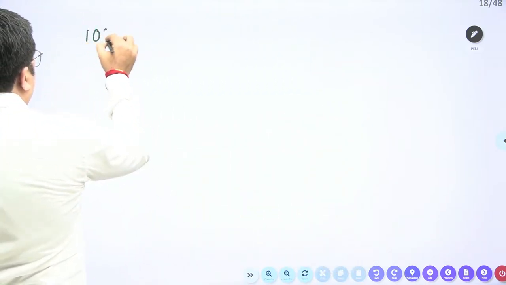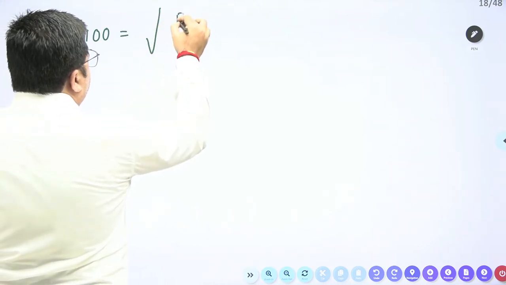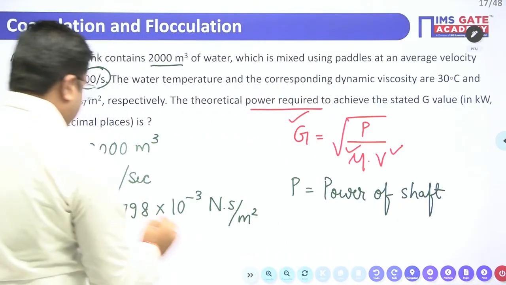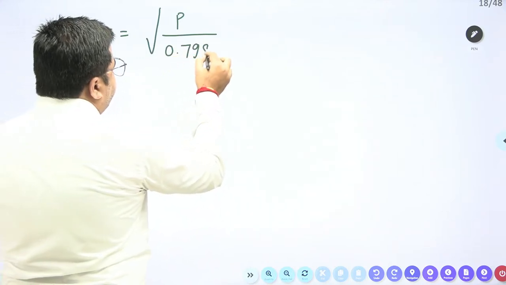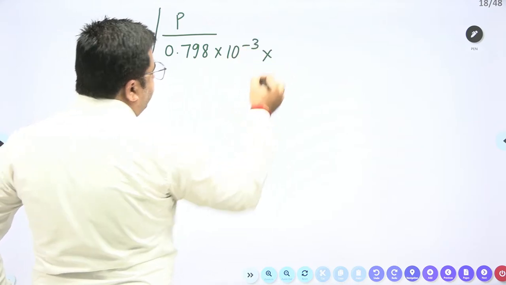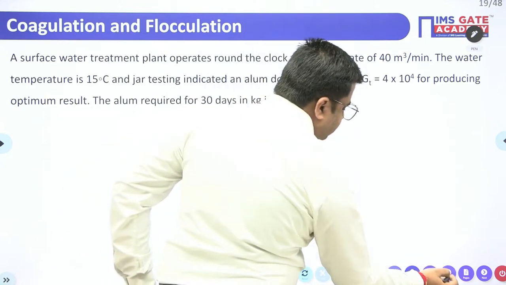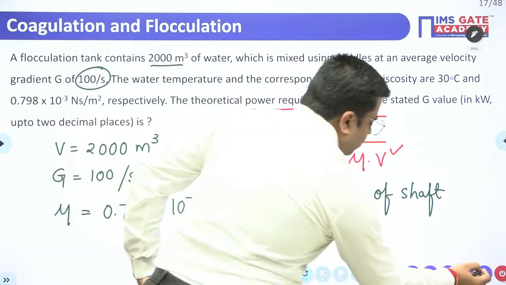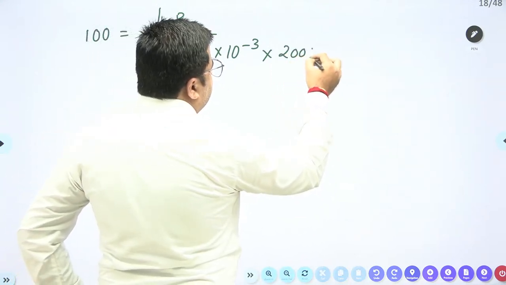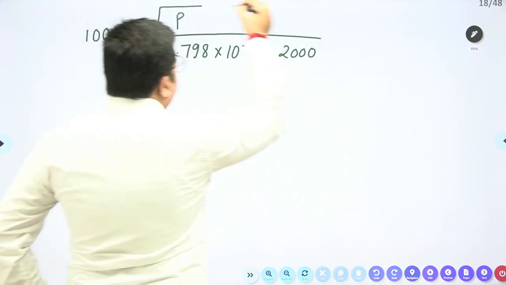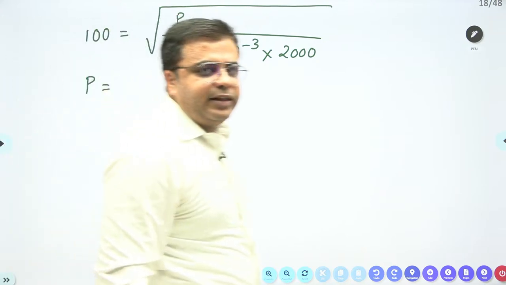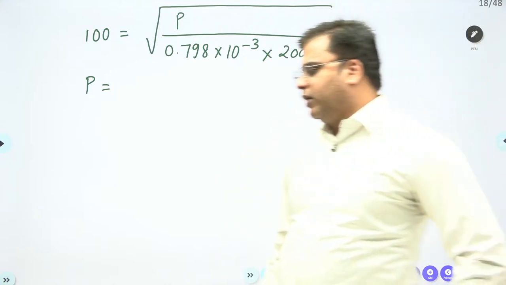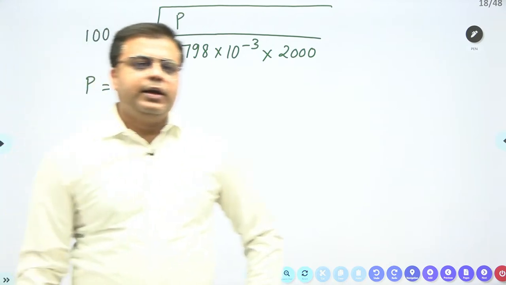So substitute all these values. G is given as 100, so 100 equals root of P divided by mu V. Mu is 0.798 into 10 raised to the power minus 3, and the volume V is given as 2000 meter cube. Just substitute all the values and get me the power. Calculate and tell me the value of power. What is the value of power you will be getting?